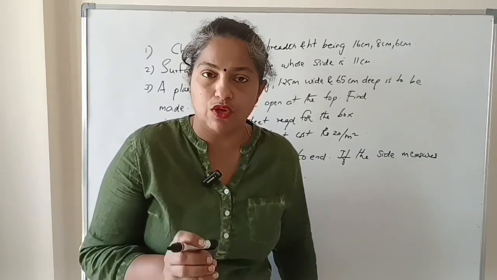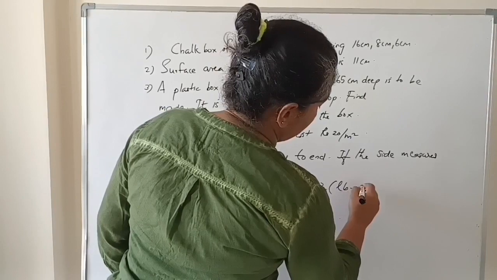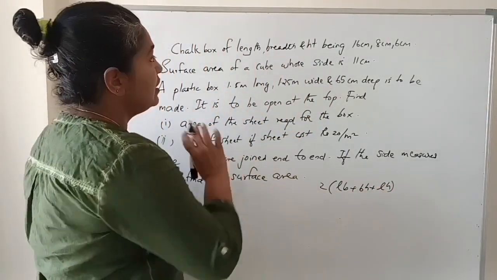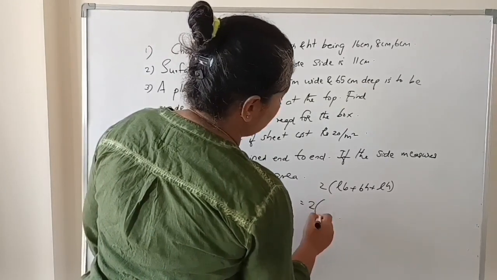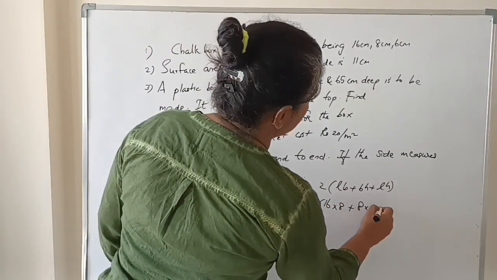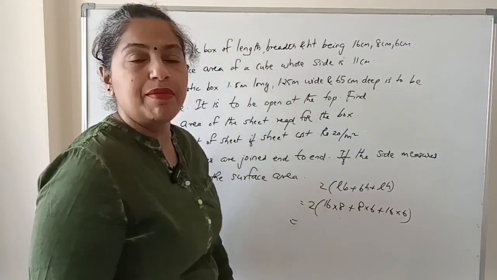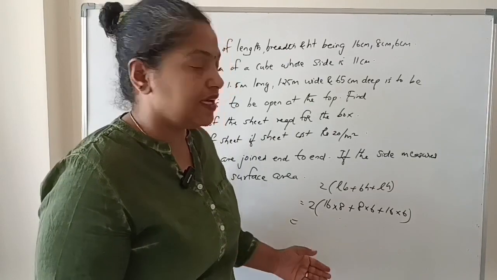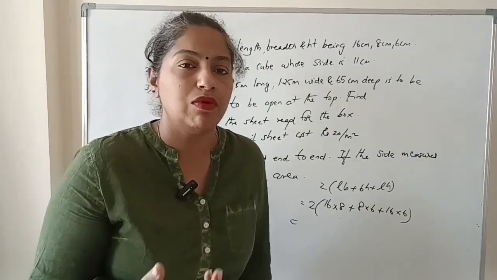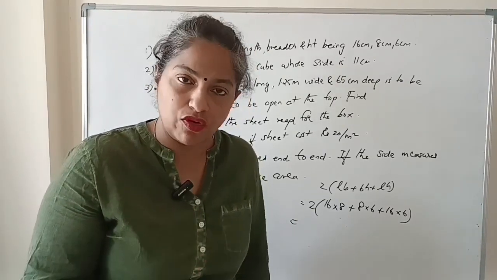Now, what is the surface area of a cuboid? Surface area of a cuboid is given by 2 into LB plus BH plus LH. Okay. Now, I have got 2 into 16 into 8 plus 8 into 6 plus 16 into 6. It's basic calculation and very direct formula. So, I am taking it for granted that you people will be able to do this calculation and get the answer. It is a direct application of the formula.